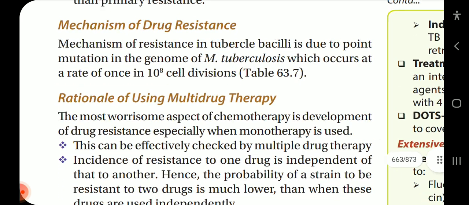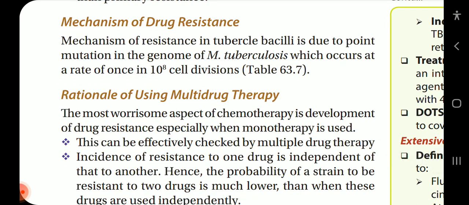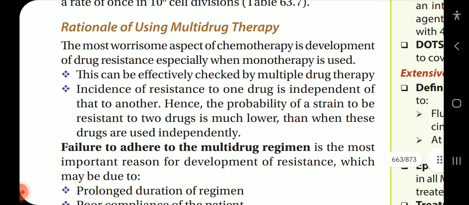Mechanism of drug resistance. Resistance in tubercle bacilli is due to point mutation in the genome of M. tuberculosis, which occurs at the rate of once in 10 to the power 8 cell divisions. Rationale of using multi-drug therapy. The most worrisome aspect of chemotherapy is the development of drug resistance, especially when monotherapy is used.